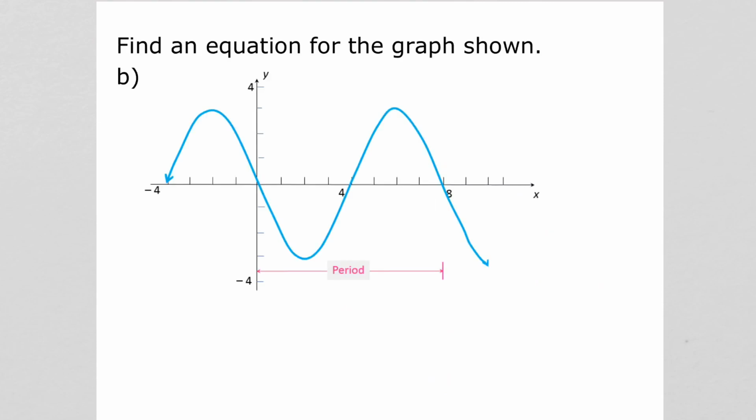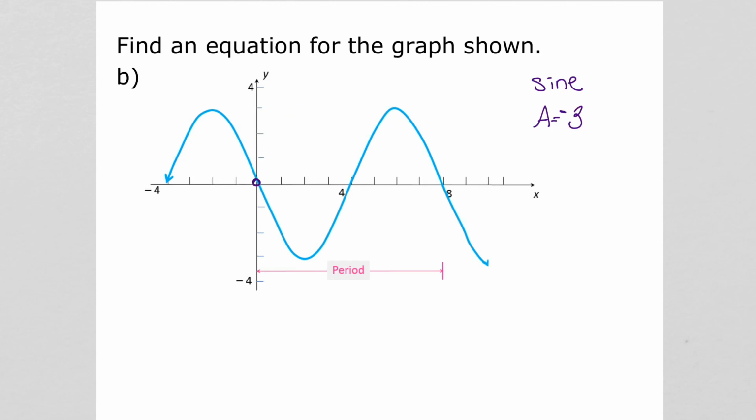And then for part B, same type deal. Since we're going through 0, 0, this is going to be a sine curve. It's going up to, looks like, 3 and down to 3. So the amplitude is 3. But notice we're going down first. So that means that a is negative 3, because normally sine would go up first.